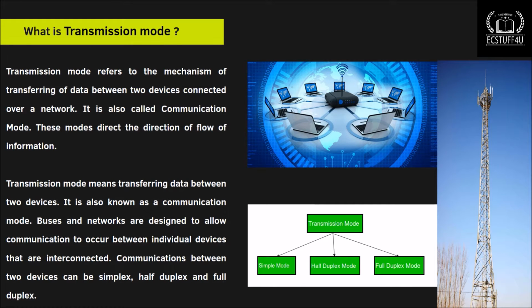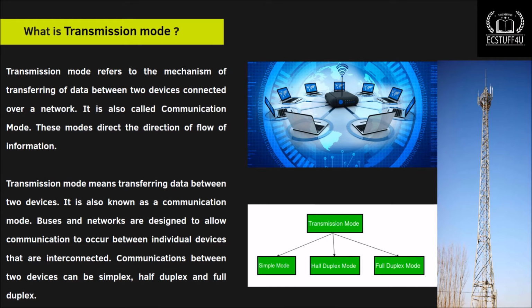Transmission mode refers to the mechanism of transferring data between two devices connected over the network. It is also called a communication mode. In communication from transmitter to receiver, this mode directs the direction of the flow of information. Transmission mode has different ways, like simplex, half duplex and full duplex mode.